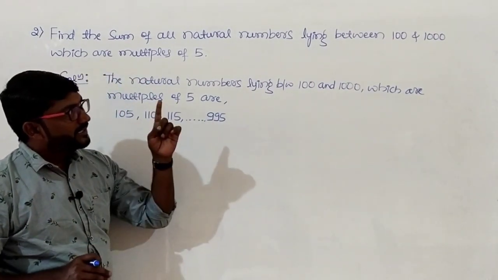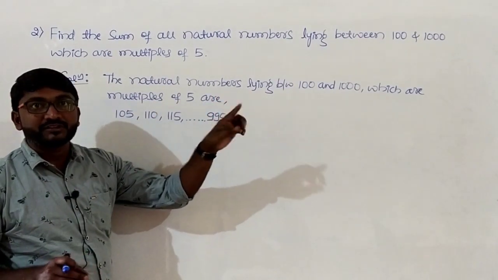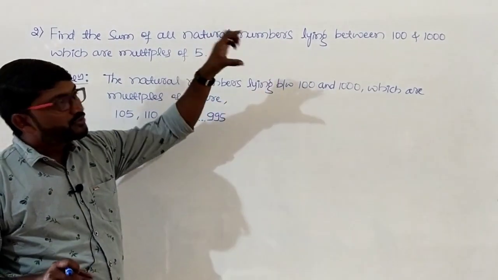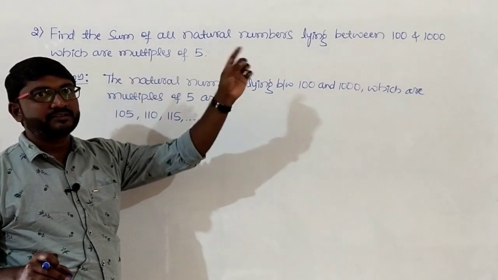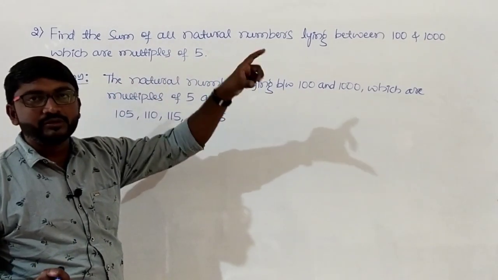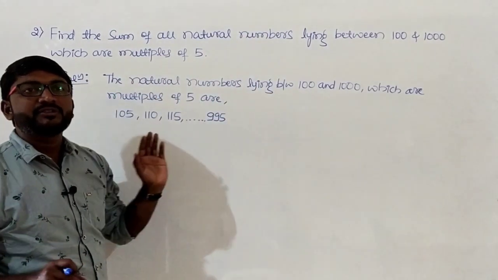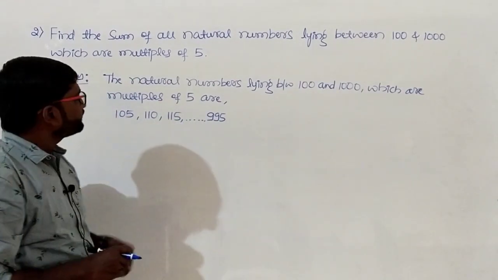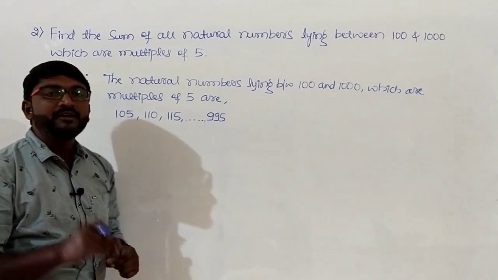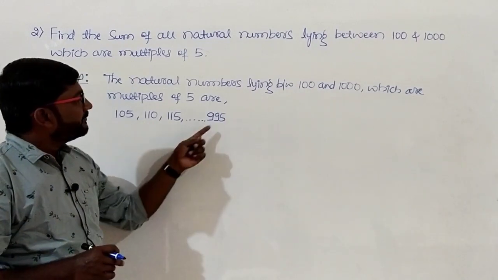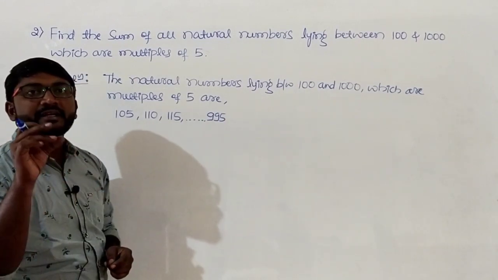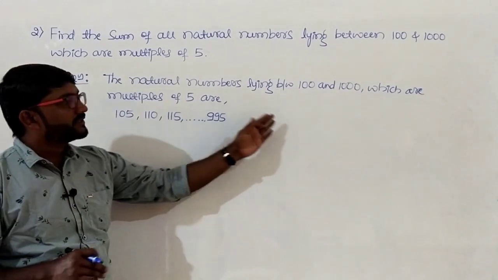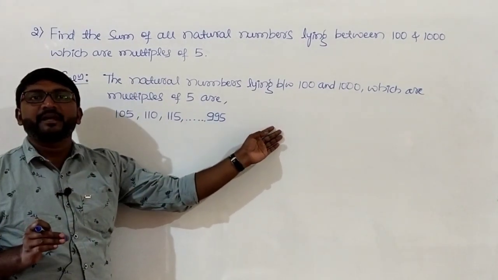So here it is clearly given between 100 and 1000, so we should not take 100 and 1000. You have to leave those two and take the in-between numbers which are multiples of 5. Now this sequence forms an AP, and here the first term is 105 and the common difference is 5, whereas the nth term is 995. Before going for the sum, first we have to calculate the number of terms.